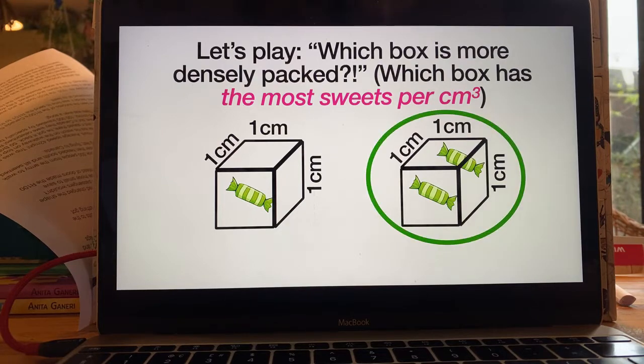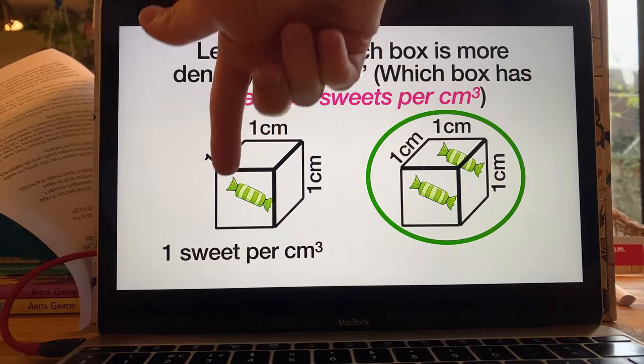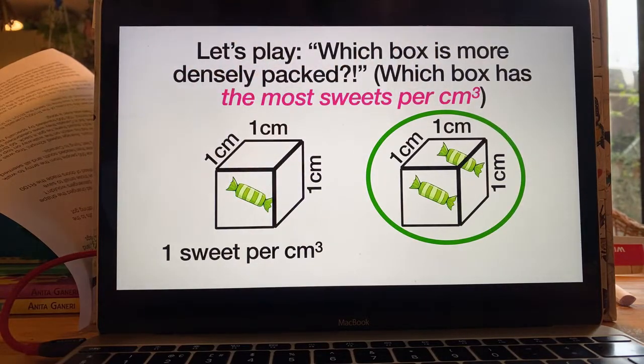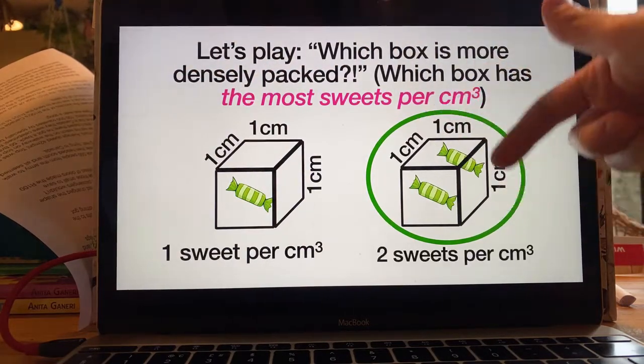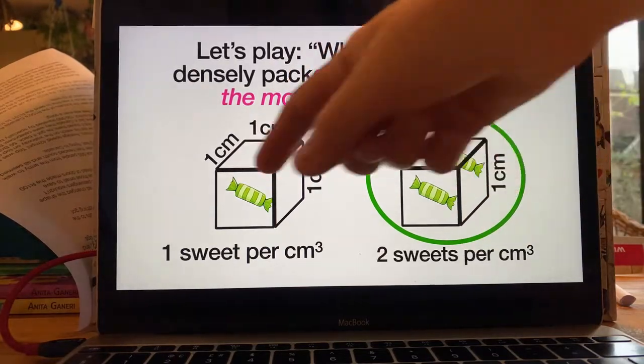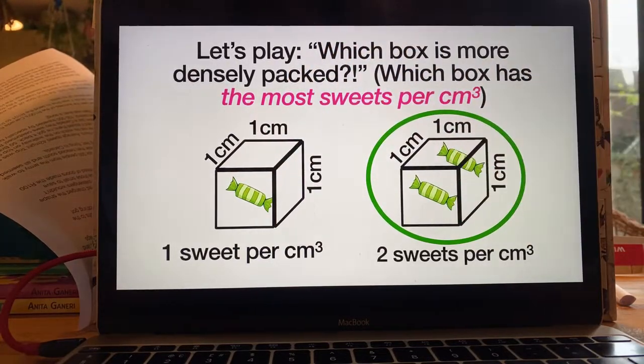So hopefully you are saying it's the one that's got 2 sweets in, because the first one's only got 1 sweet per cubic centimetre, and the second one's got 2 sweets per cubic centimetre, so same amount of space, more sweets. This one is denser.